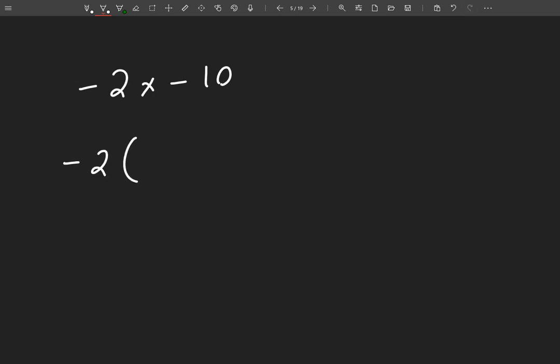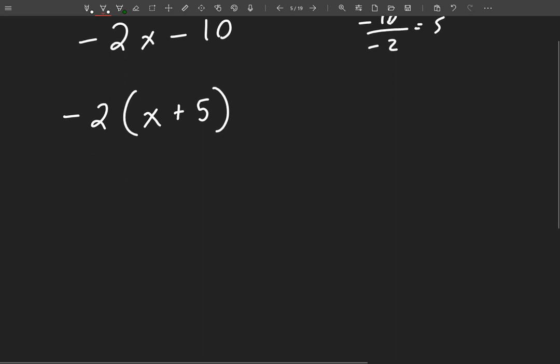If I pull a negative 2 out, well, if I take negative 2 out of this piece, what's left? X. And if I divide negative 10 by negative 2, well, that's a positive 5, right? Negative divided by negative is a positive. So that's going to give me a positive 5. So be careful as you pull out negatives. In other words, when you undistribute a negative number, it's going to change whatever signs are inside that parentheses. It flips them back because you're dividing by a negative number, right?